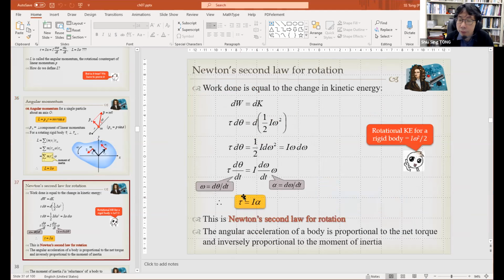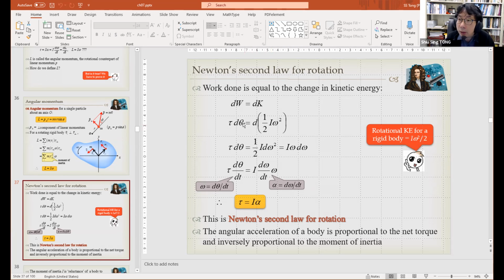And we also have derived, using energy considerations, the application of a torque on a rotating object. The torque actually does some work in moving the object by a small angular displacement d theta. The torque does the work of tau d theta, and that is translated to the increase in kinetic energy of the body. And for rotation, the kinetic energy is given by half I omega squared.